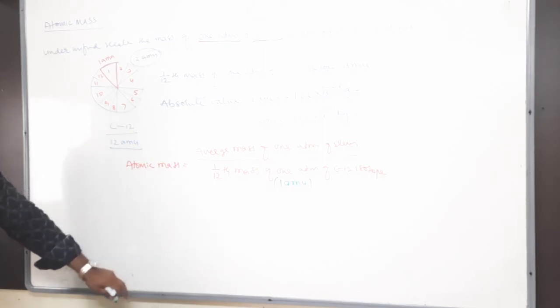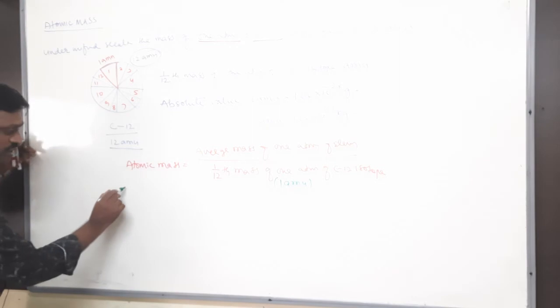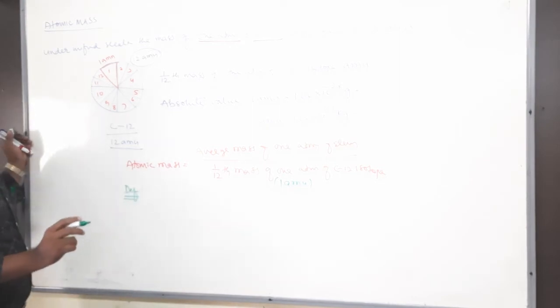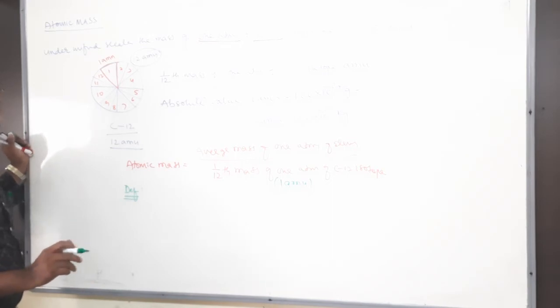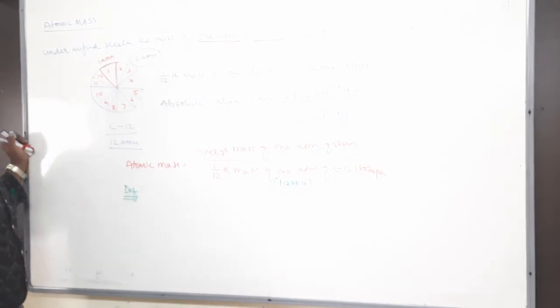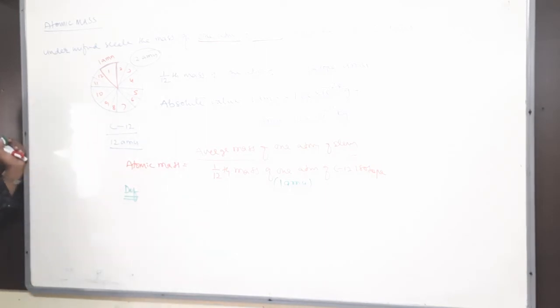So therefore, you can write the definition of atomic mass. What is the definition? The ratio of the average mass of one atom of the element to the 1/12 mass of one atom of C12 isotope is called atomic mass. Okay, so that is the definition of atomic mass.